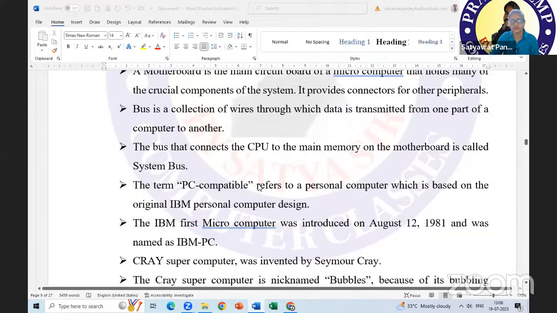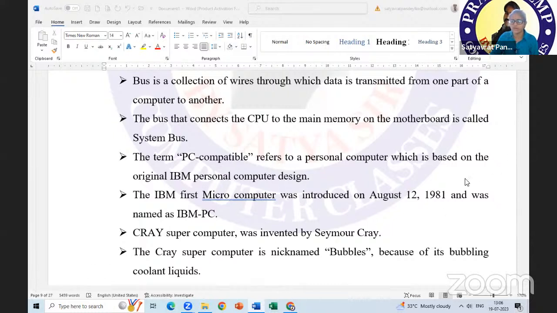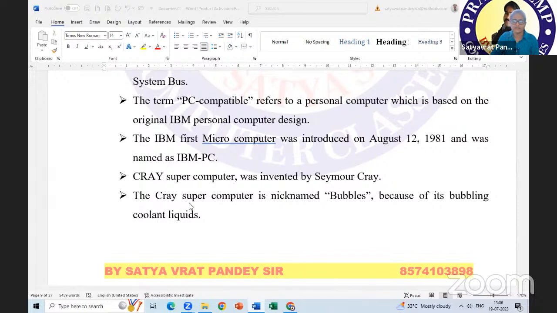The term PC compatible refers to a personal computer which is based on the original IBM personal computer design. The IBM first microcomputer was introduced on August 12, 1981 and was named IBM PC. The Cray supercomputer was invented by Seymour Cray. The Cray supercomputer is nicknamed Bubble because of its bubbling coolant liquids.